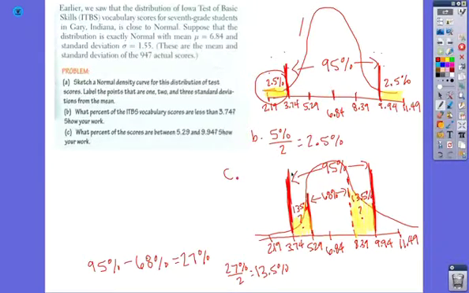Now the only one that I'm actually worried about is anything from this line over. So basically I am worried about all of this right here. So I need to take the 68% that I know is in the middle, and add to it this 13.5% because that is 2 standard deviations away on the right, which is the direction I needed to go. I'm going to add them together, and whenever I do that, I get 81.5%. So there are 81.5% of the test scores that fall between 5.29 and 9.94.